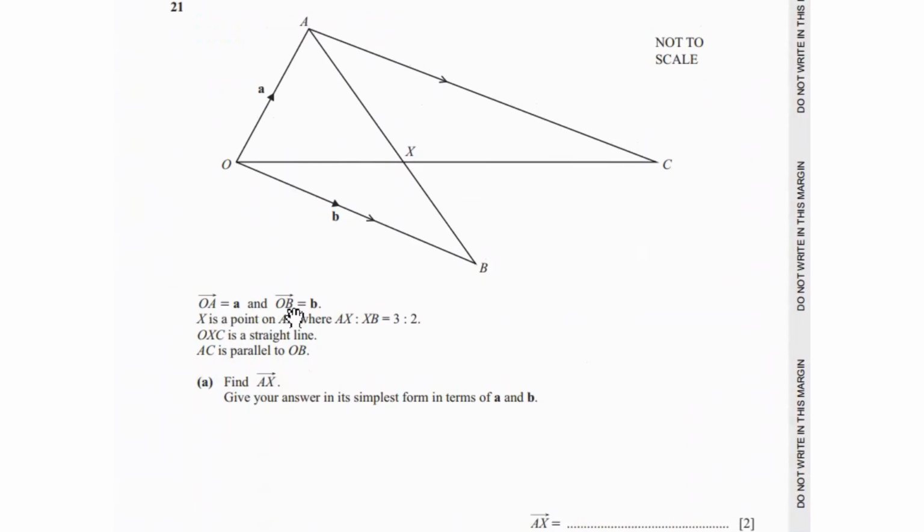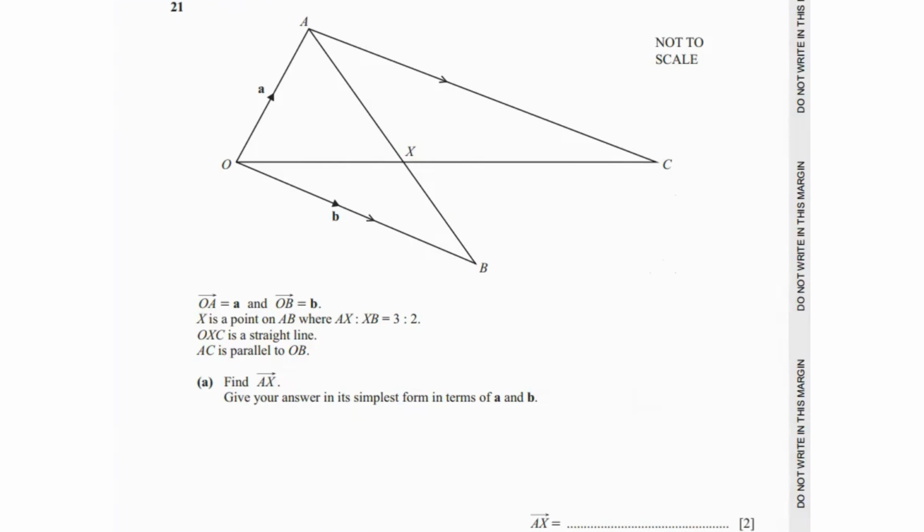Then it says OA is equal to A and OB is equal to B. X is a point on AB where AX to XB is 3 to 2. OXC is a straight line and AC is parallel to OB. We have to find AX. Give your answer in simplest form in terms of A and B.